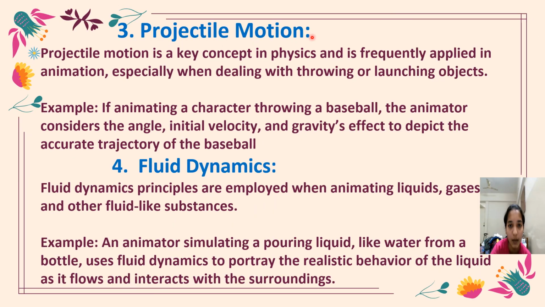Third, projectile motion. Projectile motion is a key concept in physics and is frequently applied in animation, especially when dealing with throwing or launching objects. Example, if animating a character throwing a baseball, the animator considers the angle, initial velocity, and gravity's effect to depict the accurate trajectory of the baseball.